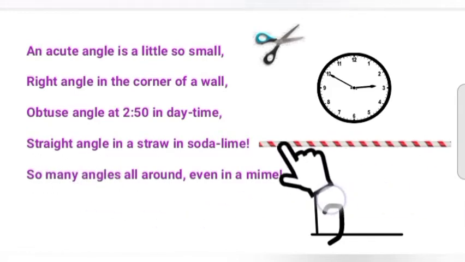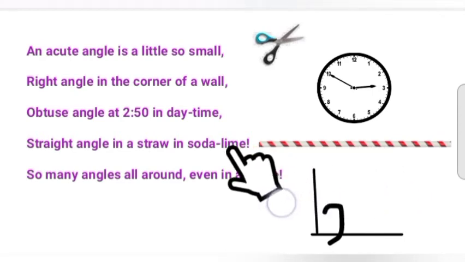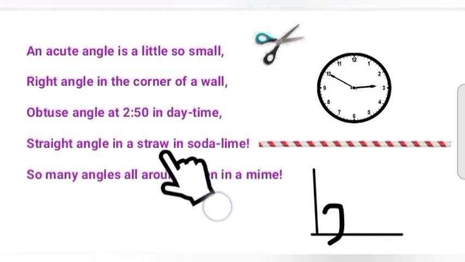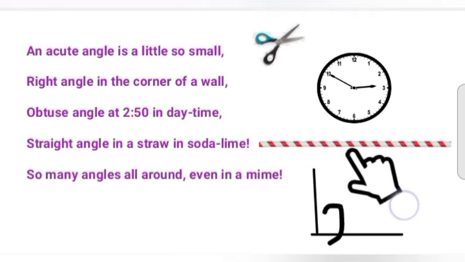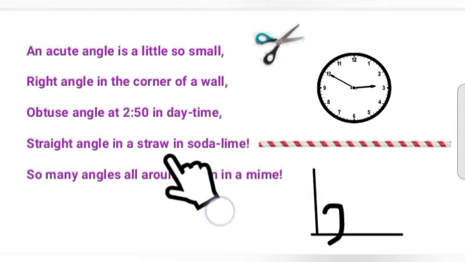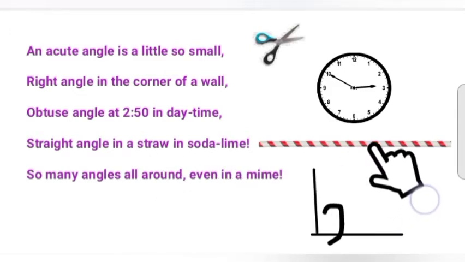If the two rays join at a midpoint, it looks like a straight line. So this is a straight angle, a straw in a soda line. When you look at straws, if you join two straws like this, you will get a straight line. So that is a straight angle.